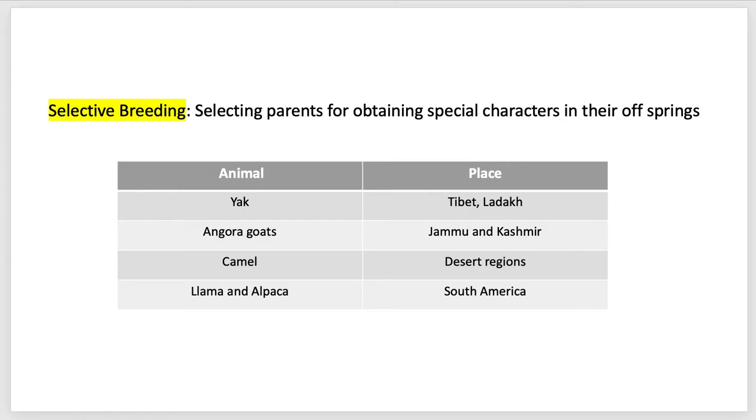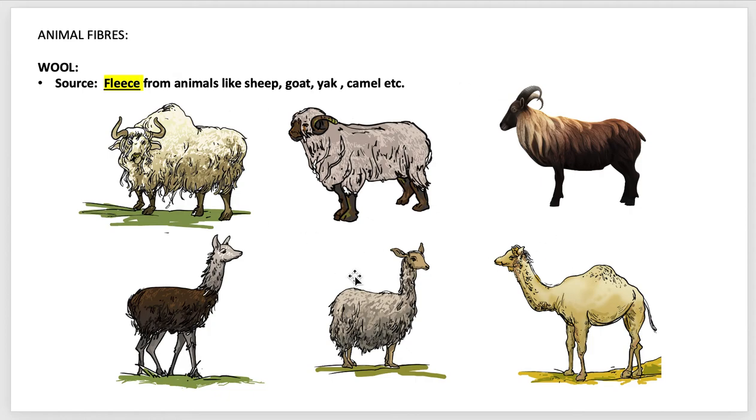So as I told you in this slide, there are many animals that yield wool. That means that produce wool. It's not just sheep, but also goats, yak, llama, alpaca, camel. These are the various types of animals that yield wool.